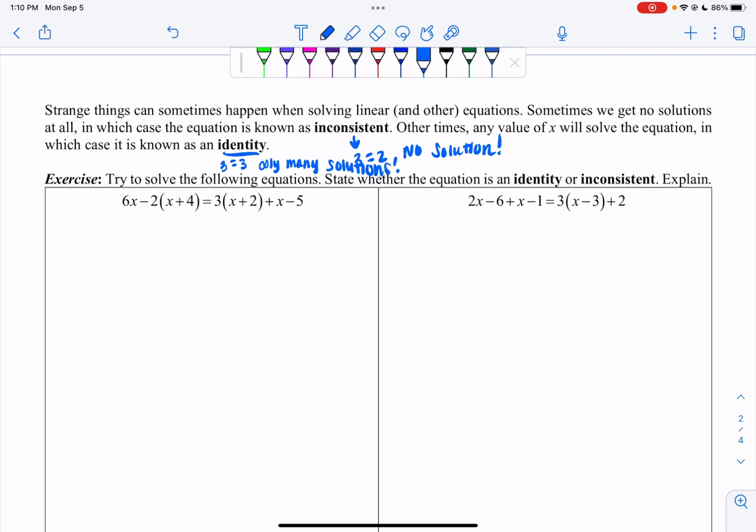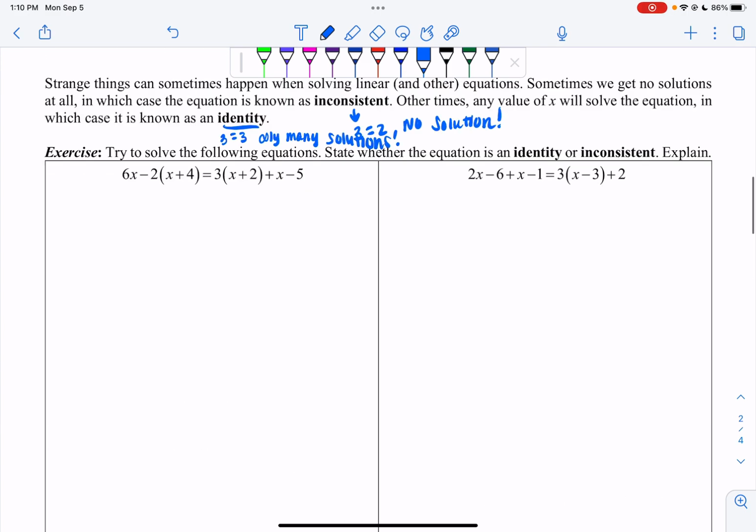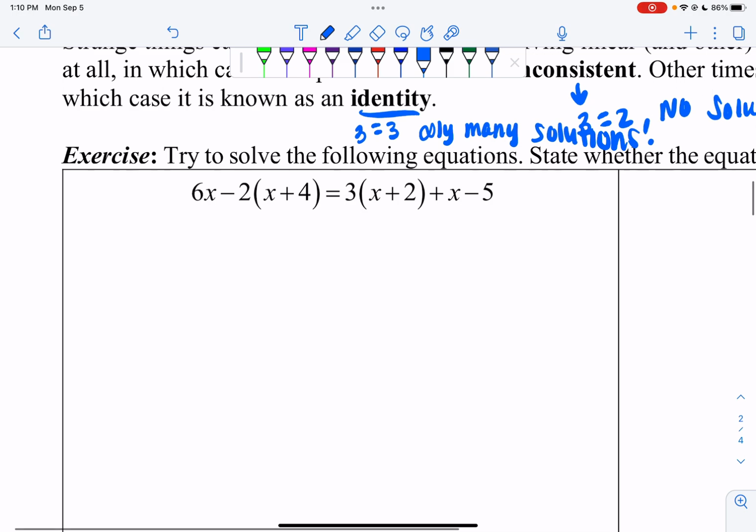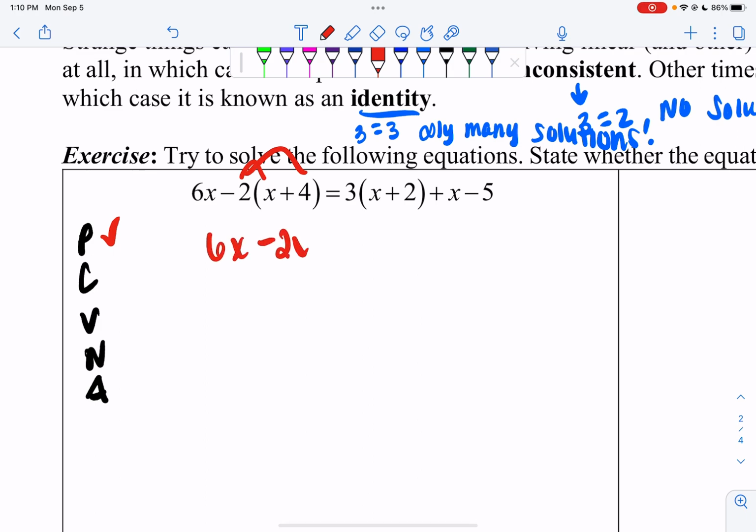So let's look to see how this would play out in our class. All right, so first thing we're going to do is our PCVNA procedure. So I do PCVNA, and there are parentheses, so I am going to distribute, and I'm going to distribute a negative 2. So I have 6x minus 2x minus 8 equals, distribute the 3 now, so I have 3x plus 6 plus x minus 5.